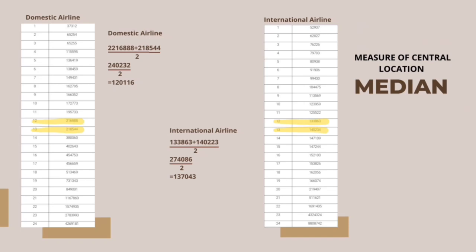To find median, we need the middle value if the number of observations is odd, or the average of the two middle values if the number of observations is even. So median for domestic airlines is 120,116 and international is 137,043. The median for international airlines is higher than domestic airlines.